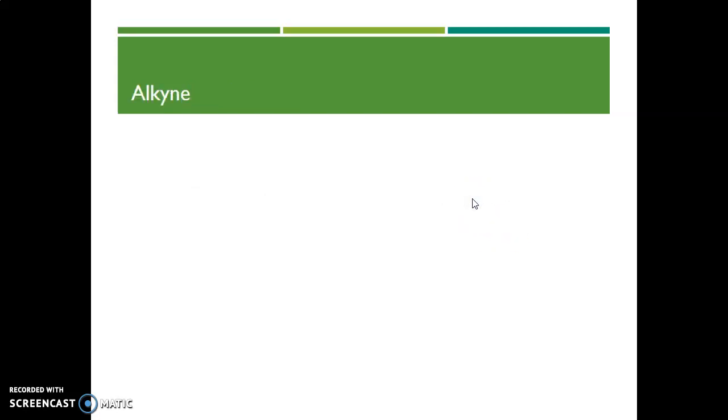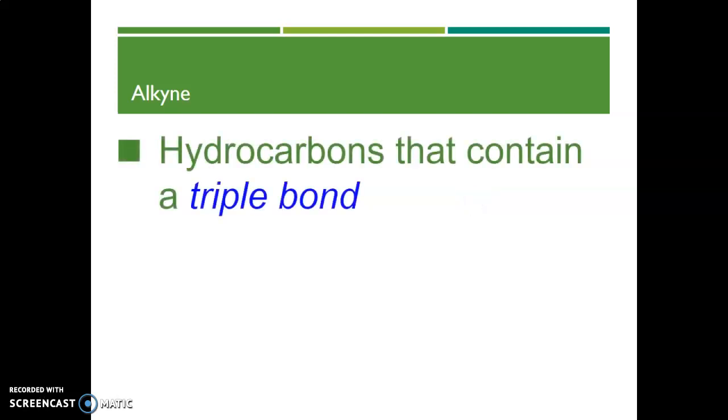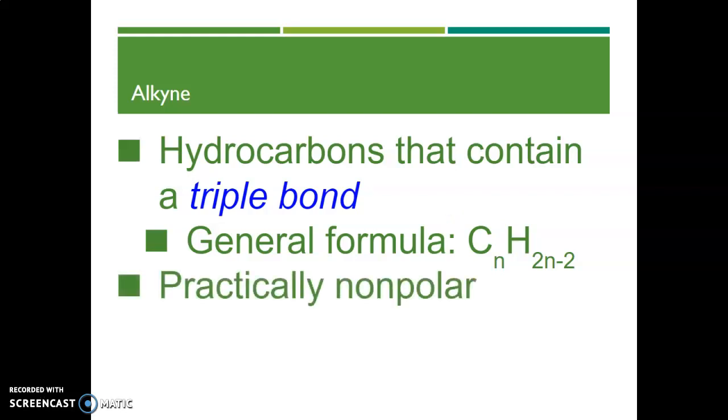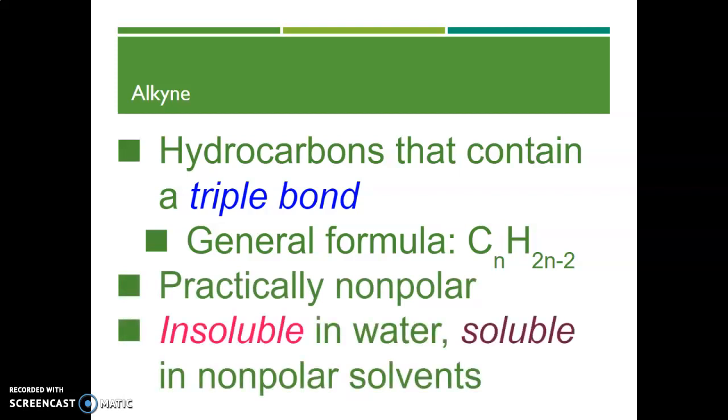All right, and the last one that we're going to talk about as it relates to this is an alkyne. An alkyne is a hydrocarbon that contains a triple bond. A triple bond would have a general formula of CnH2n minus 2. Again, we're accounting for the addition of a bond and the loss of 2 hydrogens there, okay? And I'll show you that on the next slide. They're, again, going to be considered nonpolar, and with that being said, they're typically insoluble in water.